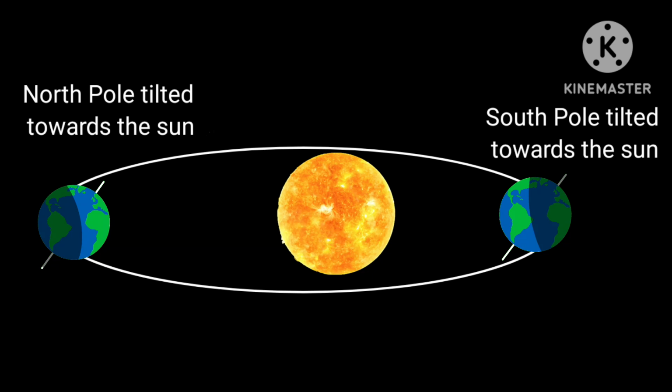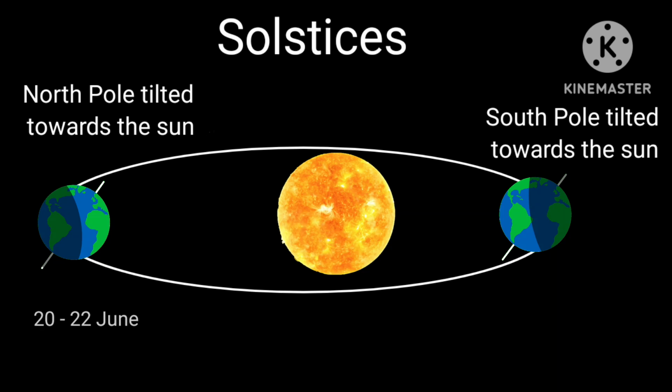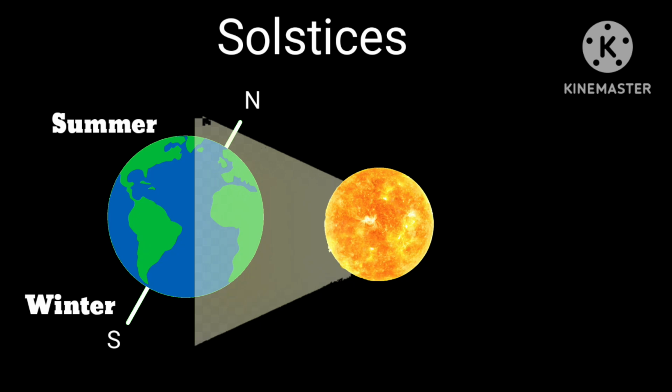There are two moments each year when one of Earth's poles is tilted the most towards the Sun, and the Sun lies directly above one of the tropics. These moments are the solstices. These solstices take place twice a year, one between 20 and 22 June and another between 20 and 23 December, when the North Pole is tilted the most towards the Sun.